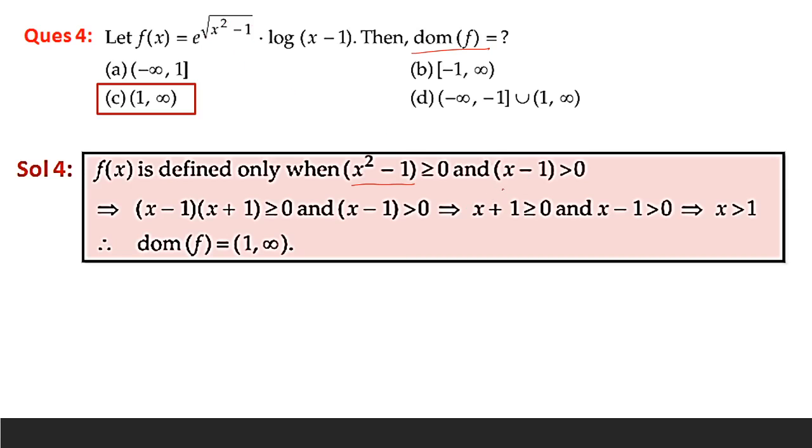And x minus 1 should be greater than 0, because we know very well the log function is not defined for negative numbers. So (x minus 1)(x plus 1) is greater than or equal to 0, and x minus 1 is greater than 0. Solve it. What are we getting? x is greater than 1. So the domain is 1 to infinity, excluding 1, because it is greater than 1.